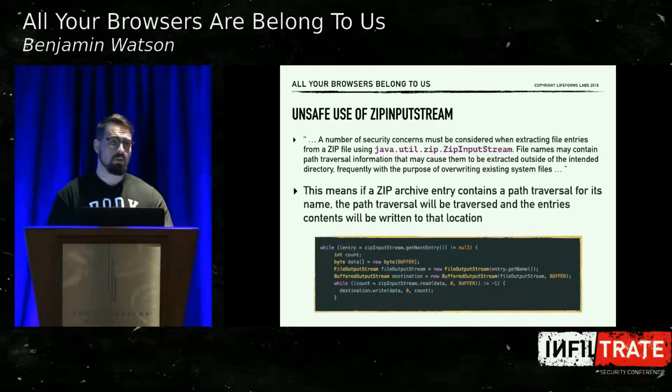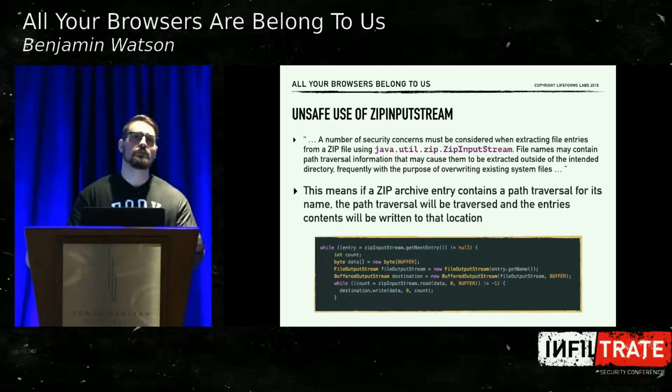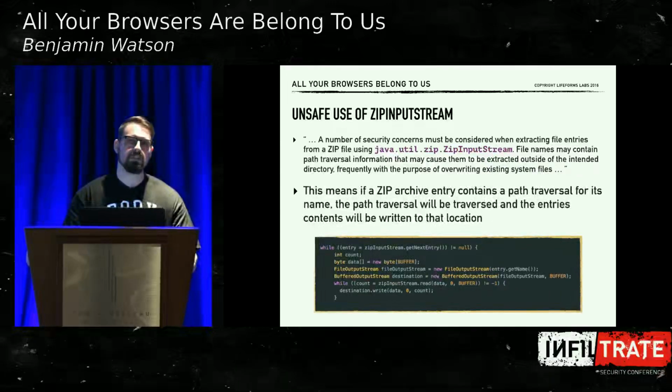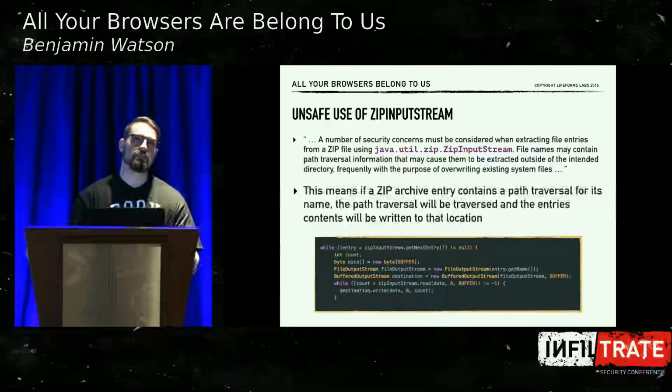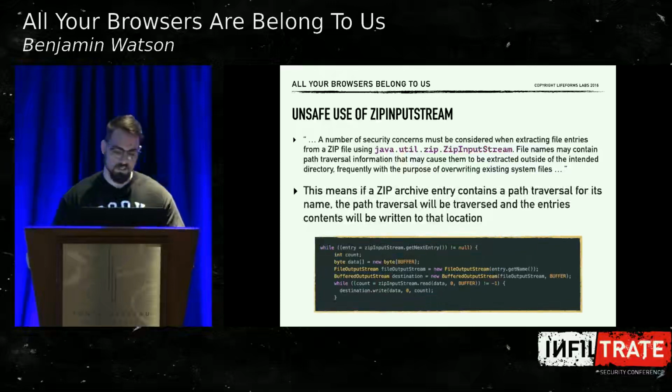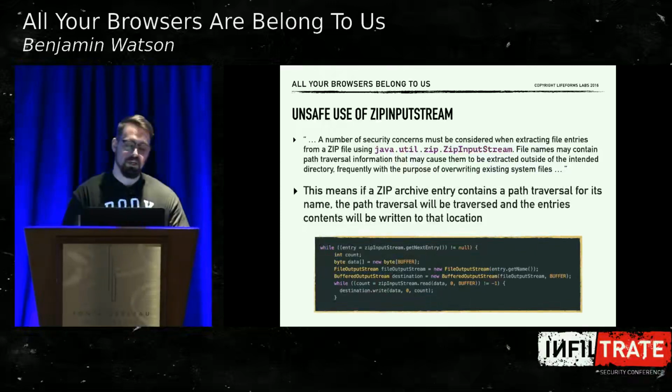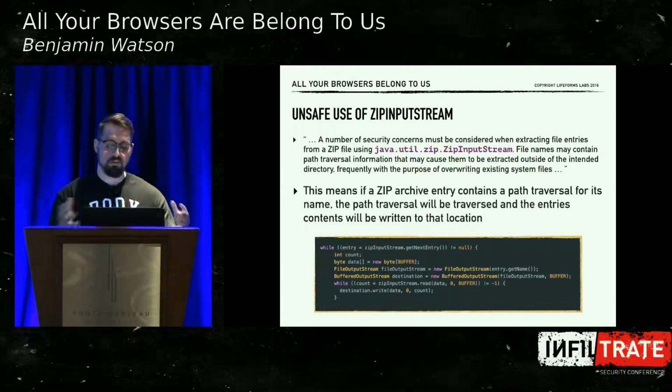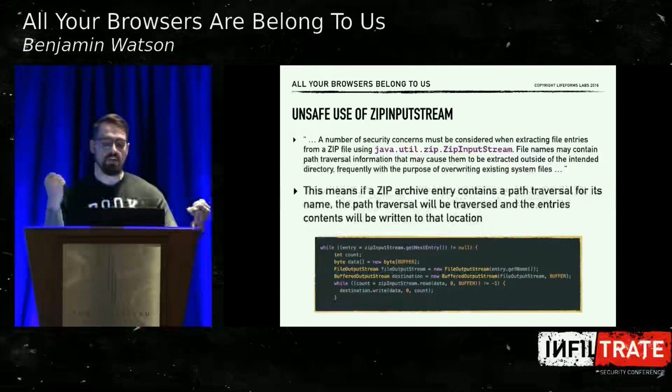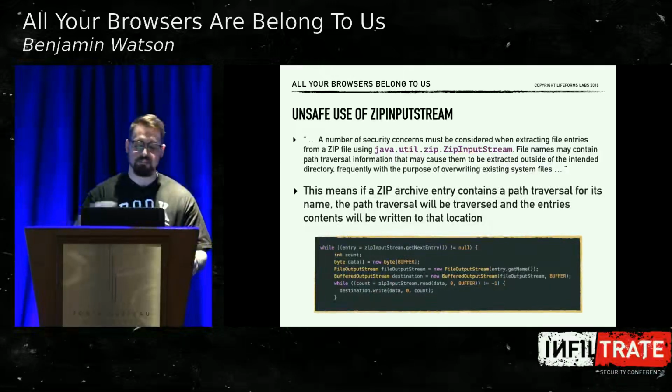So if you go to Stack Overflow right now and start looking up how to use ZipInputStream, every example is pretty much vulnerable. And it's really funny. It's like a systemic issue just populated through Stack Overflow, which is also not surprising. So this is some example code, and ultimately, if you have a path traversal in the name of a file inside of the zip, this will effectively follow it, right?